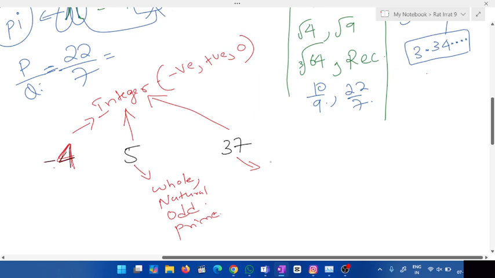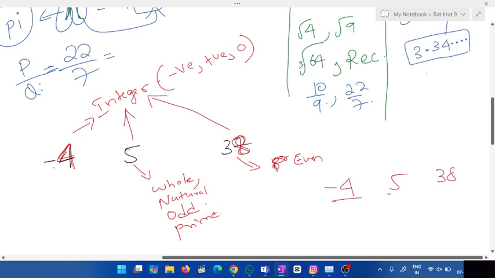Same goes with 37. 37 is prime, odd number. You can call it as odd number, natural number. Or let me write 38. 38 is even number, composite. You can call 38. At the same time, -4, 5, and 38.